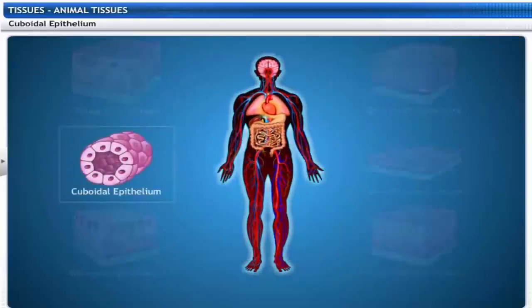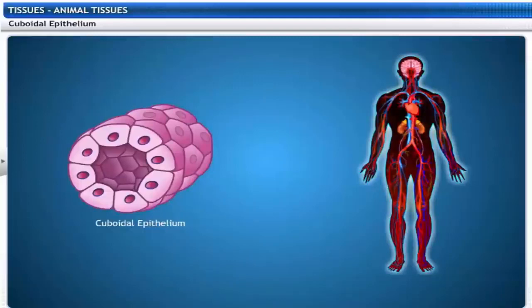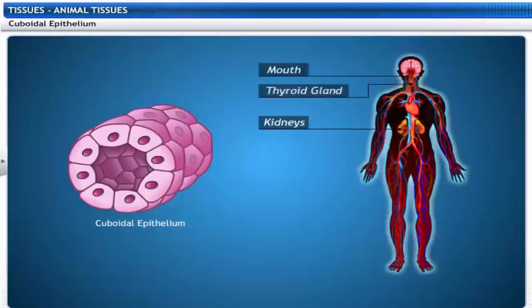These cubical cells belong to cuboidal epithelium tissue. This tissue is found in the lining of kidney tubules, salivary glands, and thyroid glands, where it provides mechanical support.